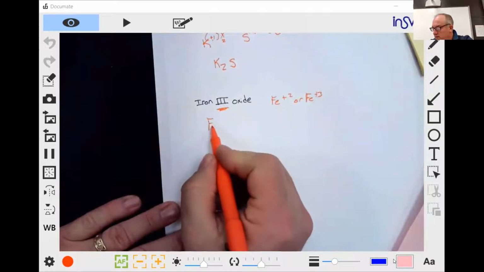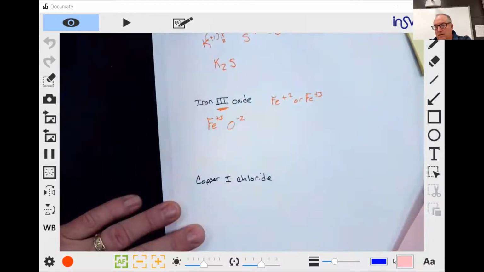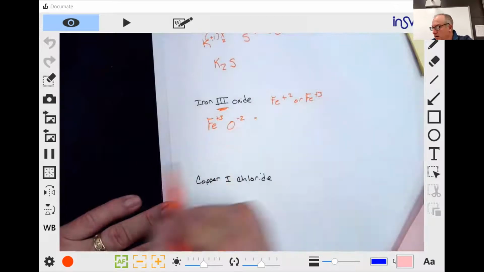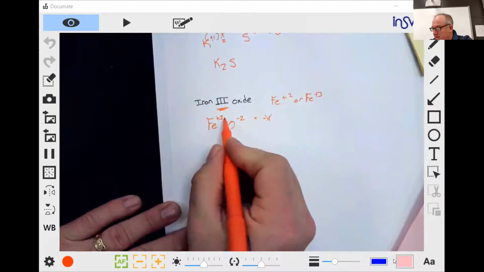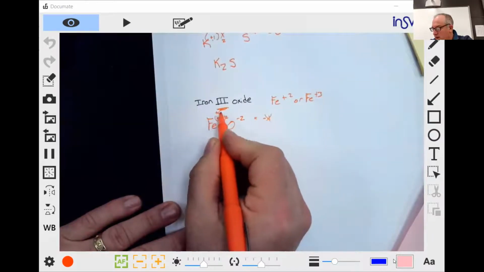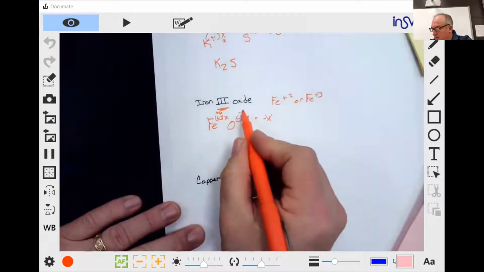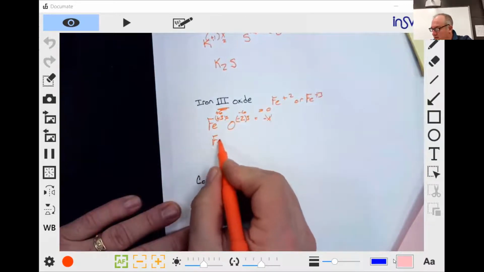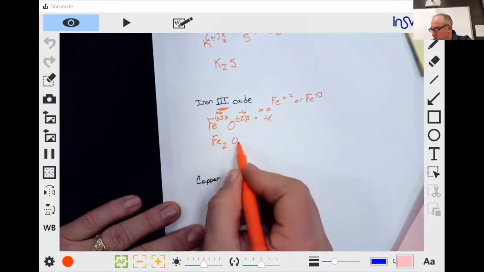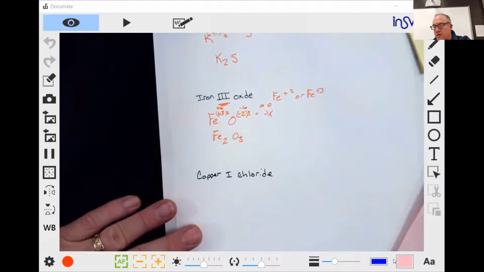So when I do this, I have that. Well, just adding those together, I would get a -1. That's not going to work. But if I take this times 2, I get a +6. If I take this times 3, I get a -6. That equals 0. So I had iron like that. And that is my balanced one.